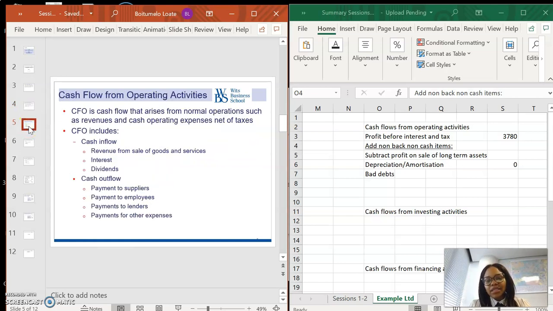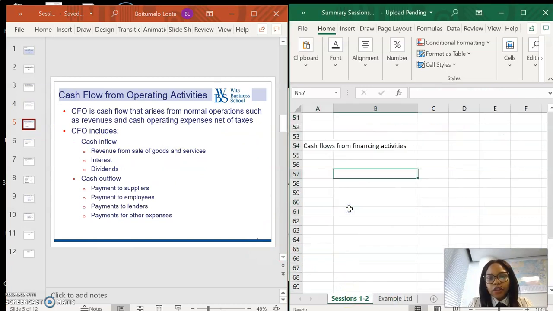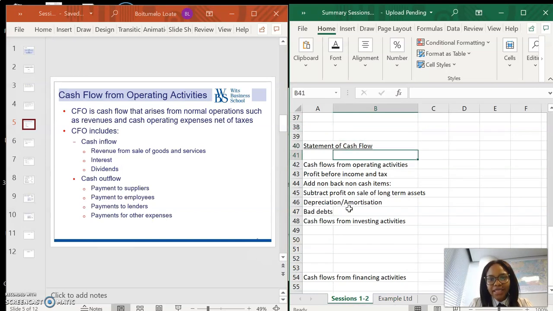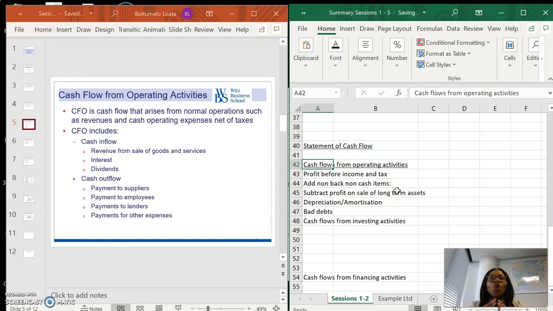Your cash flow statement splits up into three parts. Your first part is your operating activities, which I'm going to underline here. Under your operating activities, these are the normal operations of the business. So what has happened in terms of your products and your services? Have you received any revenue? Have you made any payments to your suppliers, to your employees? Anything that has to do with the operations of the business, these cash inflows and outflows need to be reflected under operating activities.